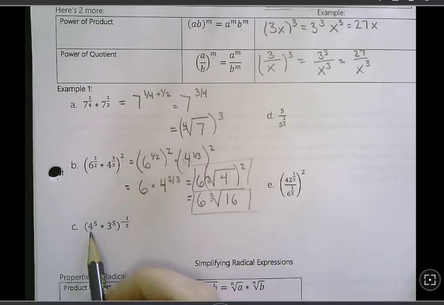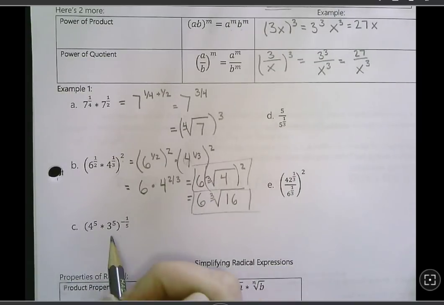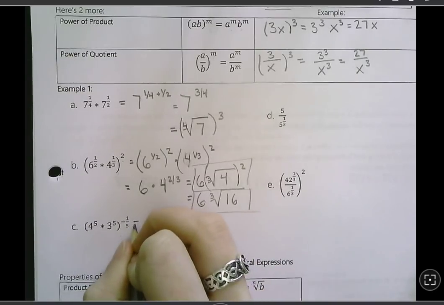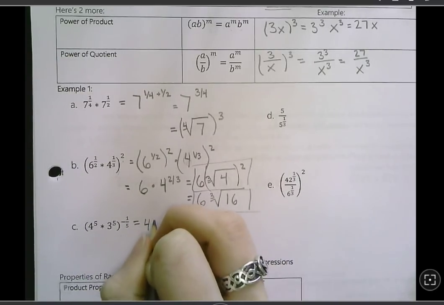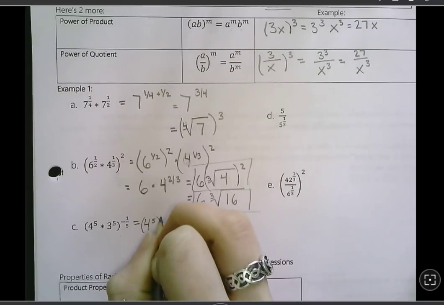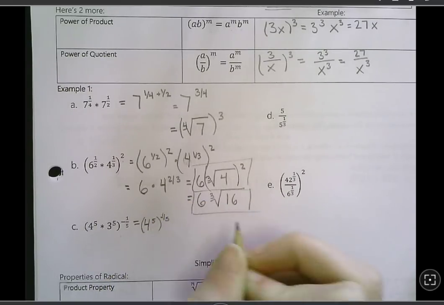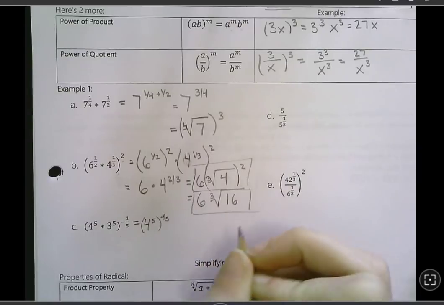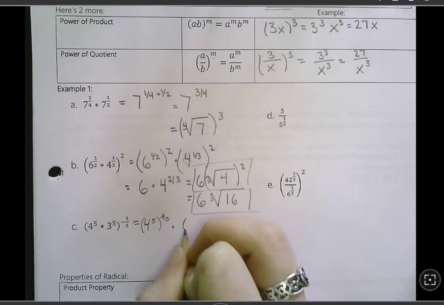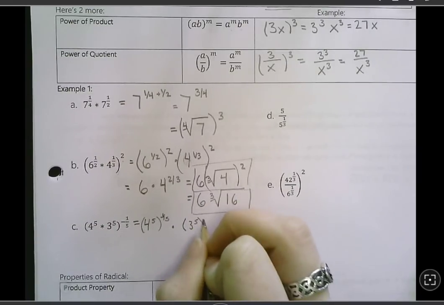Okay, now for C, we have 4 to the 5th times 3 to the 5th, and that's in parentheses, and that's to the negative 1/5 now. So this is still that power of a product rule. This power will affect both of these terms on the inside, so we'll rewrite it with that first. We'll have 4 to the 5th raised to the negative 1/5. And this is the 1 in there. That will be multiplied by 3 to the 5th to the negative 1/5.